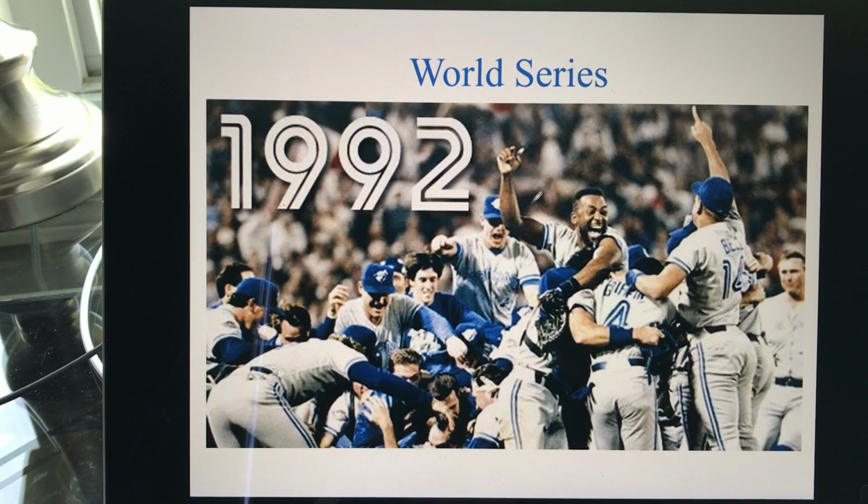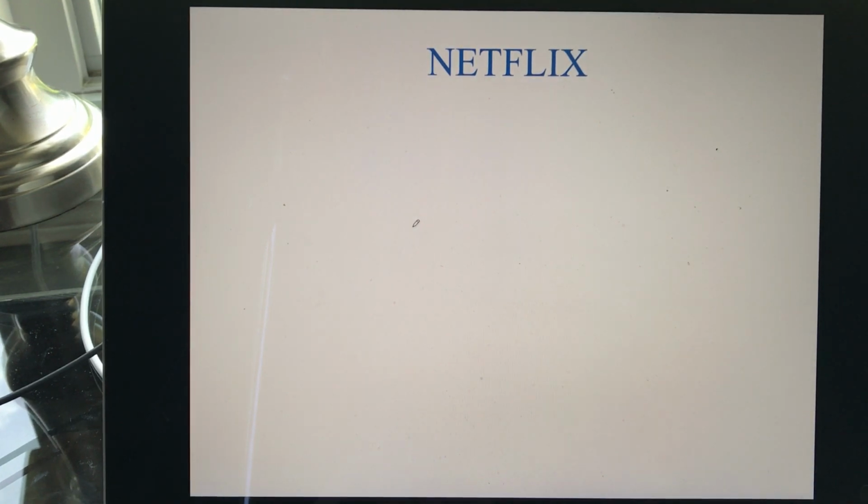So when you see the word series, first thing that pops into your head is probably the Toronto Blue Jays, who won the World Series in 1992. Yeah, that's pretty common. A lot of people guessed that, which is great. That was awesome. Blue Jays, go Blue Jays. But seriously though, you probably don't think of that.